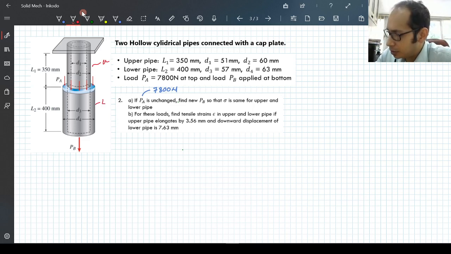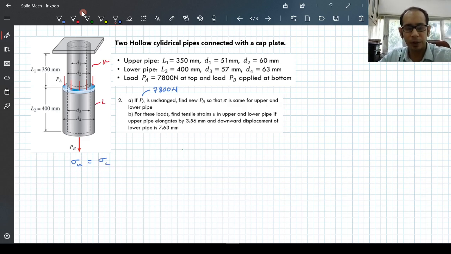So that essentially means that what we are trying to find is your sigma. Let me change my pen color. The sigma in the upper pipe must be equal to the sigma in the lower pipe. This is what it asks, right? Boiling it down to the basic formulas, we know our upper pipe is subjected to both PA plus PB, whereas the lower pipe is subjected to just PB over here.